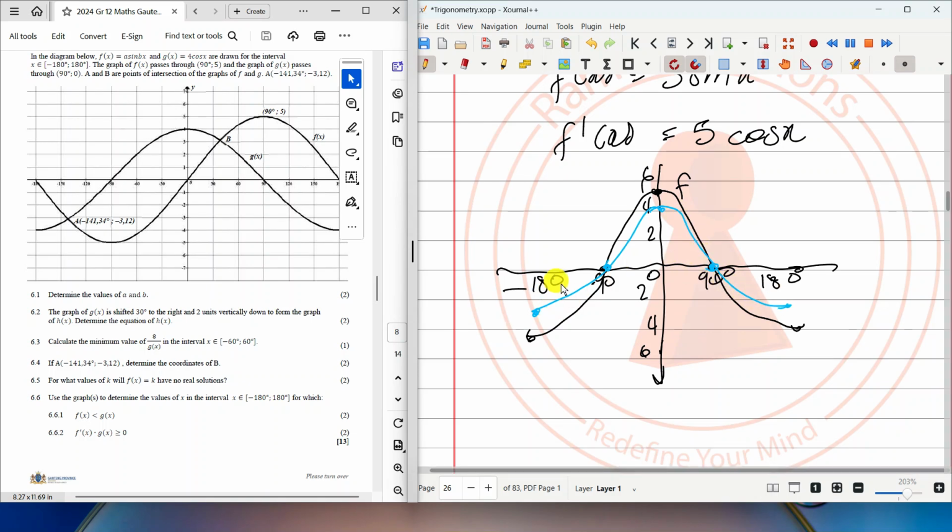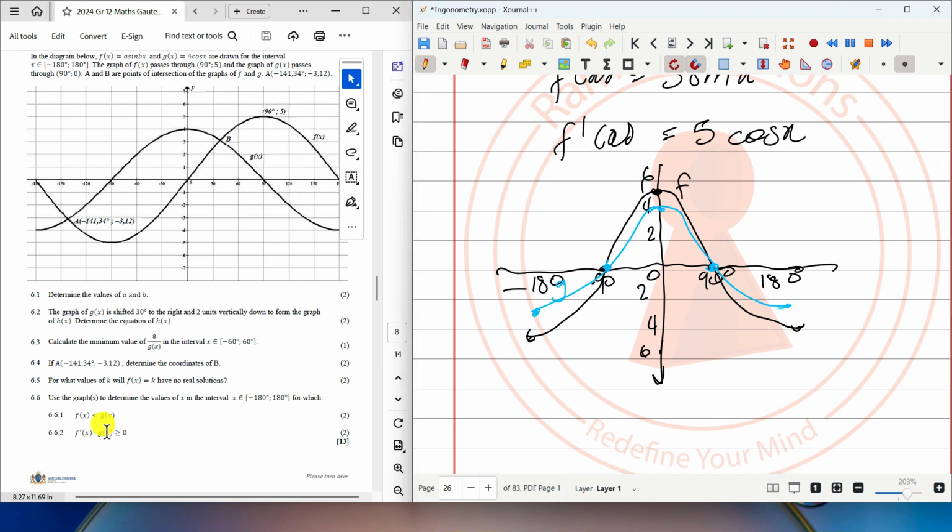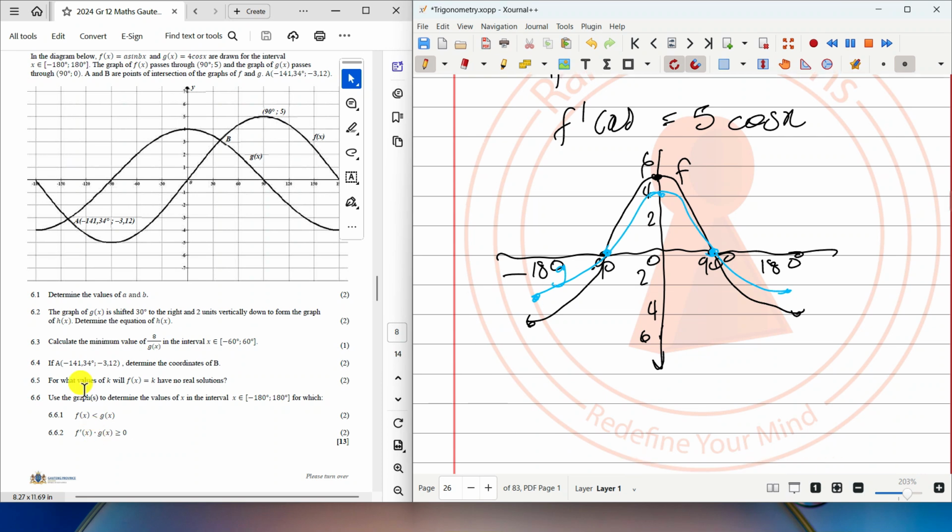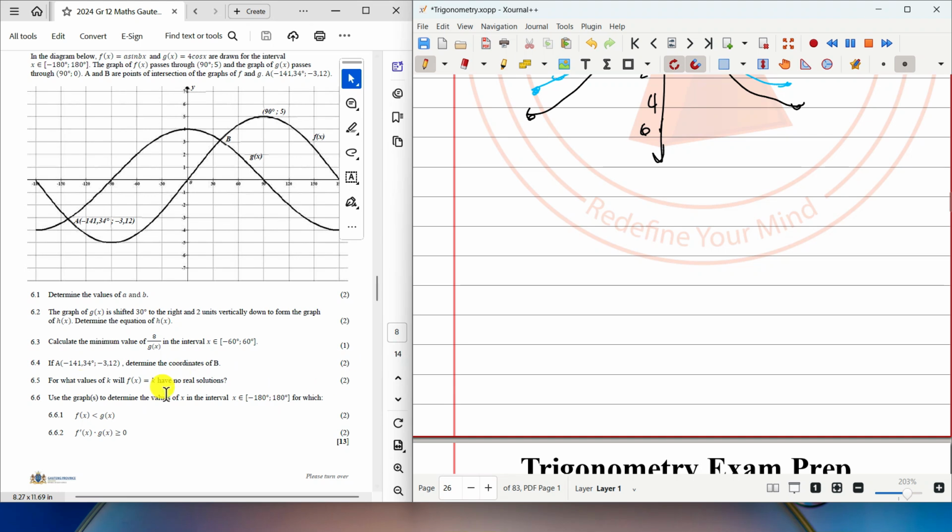So this one was g. Do you see it? So this one here says the product of g of x and f prime x must be 0 or equal to or positive, sorry. So what does it mean? Both of them must be negative, or both of them must be positive, or one or both must be 0.